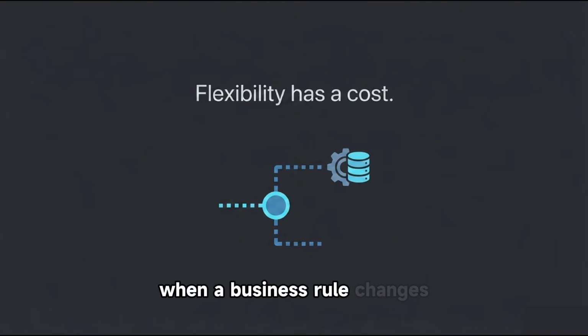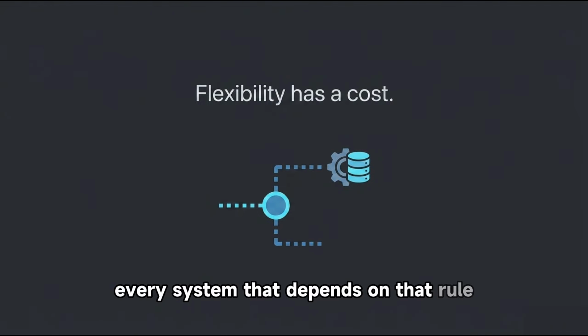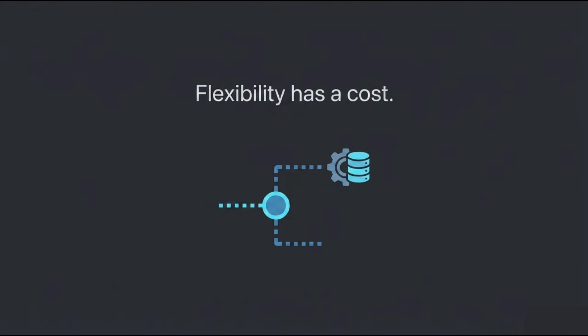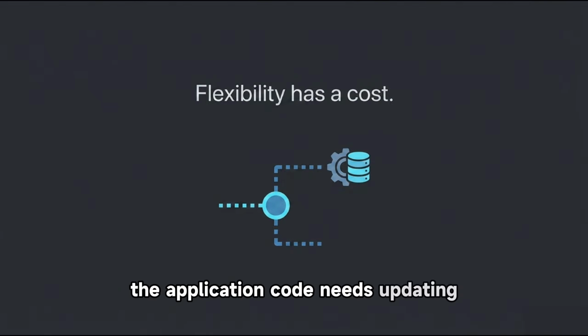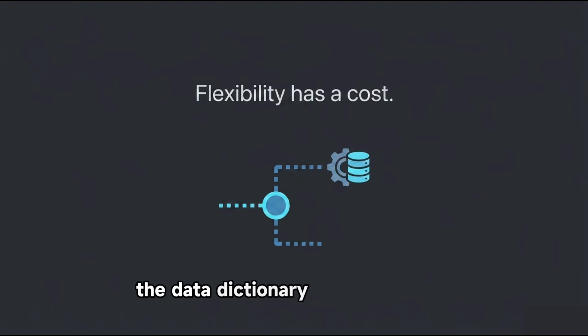When a business rule changes, when the discount range or the status vocabulary changes, every system that depends on that rule needs to know about it. The application code needs updating. The API documentation needs updating. The reporting queries need updating. The data dictionary needs updating. Updating the database constraint is one more item on that list.